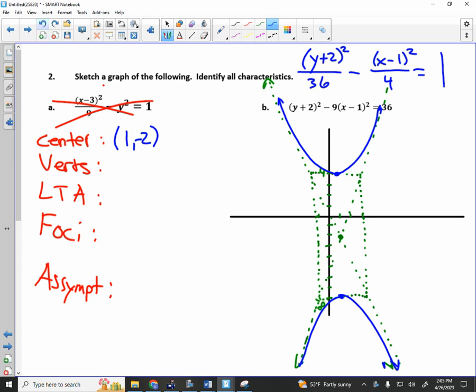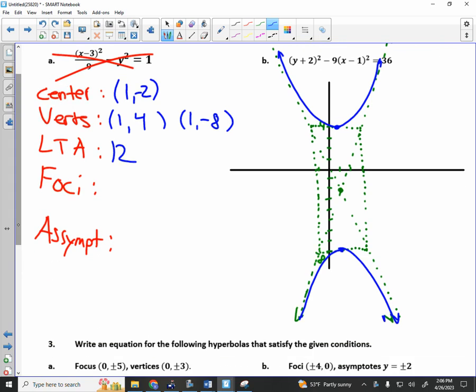So I need to identify the location of the vertices. What is the x value for the vertices? It is 1, because that does not change from the center, does it? It is only the movement of the y coordinate. So from -2, I moved up 6 to get to 4, and I moved down 6 to get to -8. The length of the transverse axis is the distance from the vertex to the vertex, which is 12 units. It's 6 in each direction.